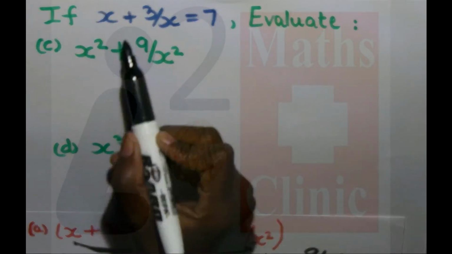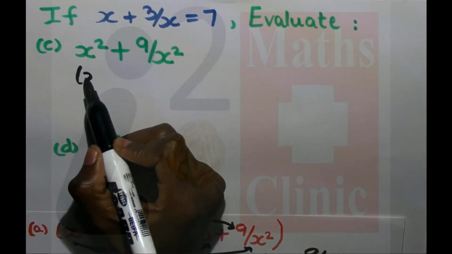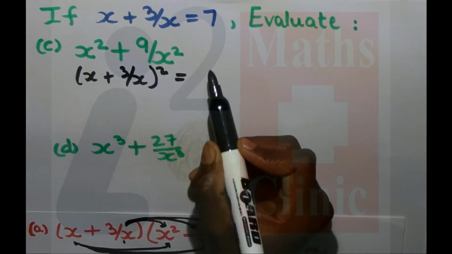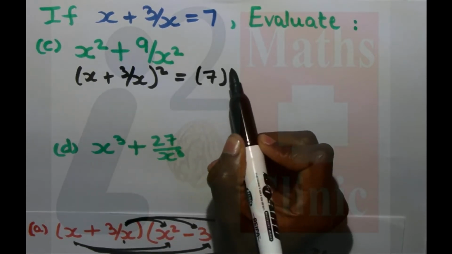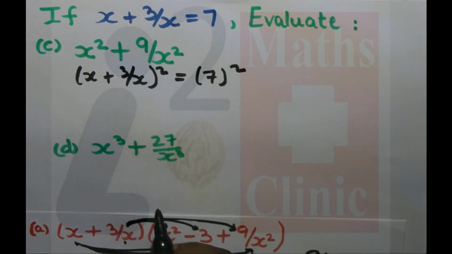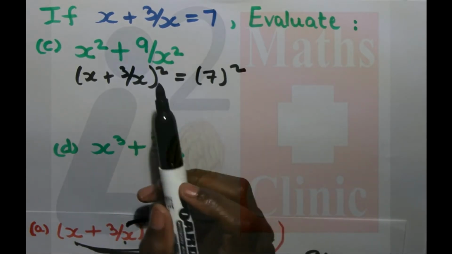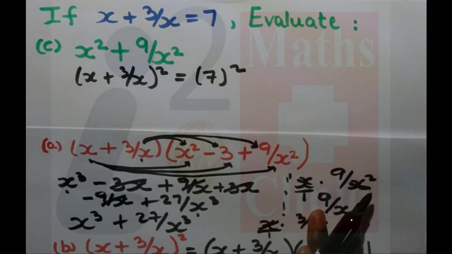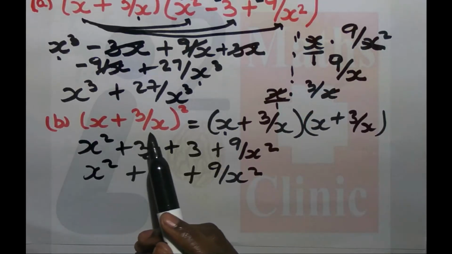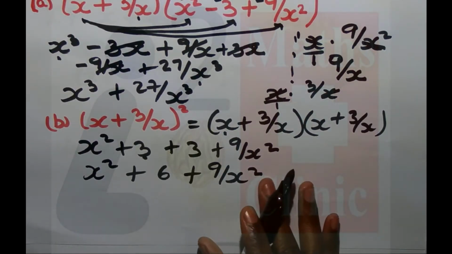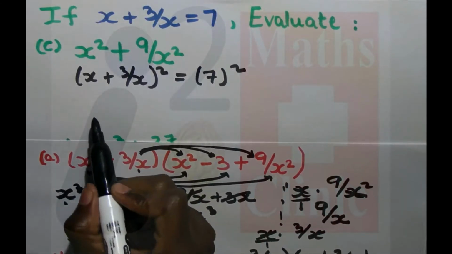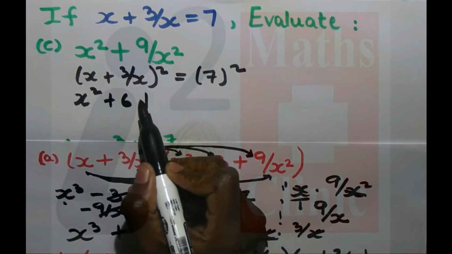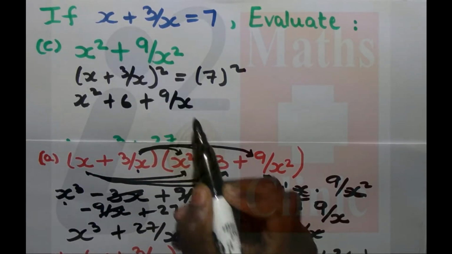We write it here first. So we take x plus 3 over x. Okay, this is almost similar to the previous question, but now we do it like this. So you must notice here, if we square it, we get x squared here, and then 3 over x squared, the starting one, times x squared. So it's x squared plus 6 plus 9 over x squared.